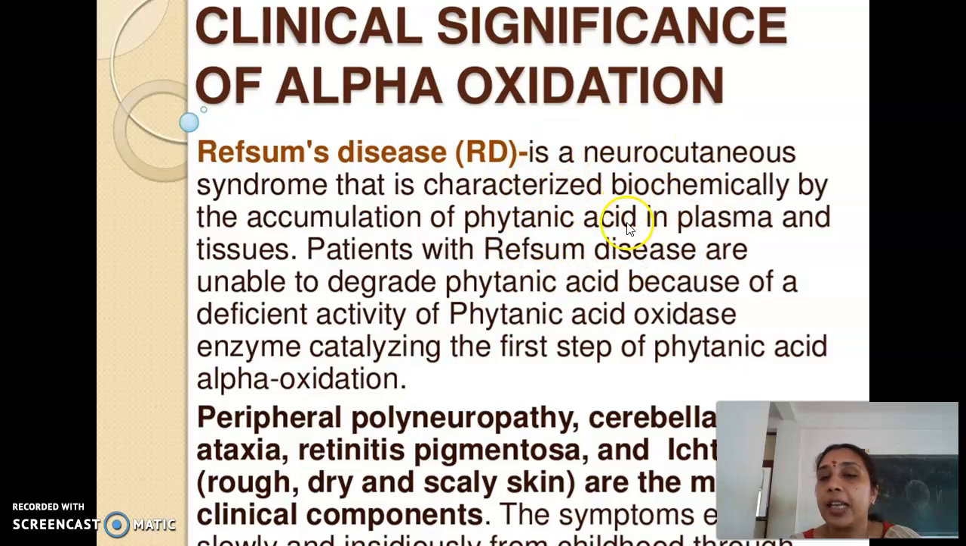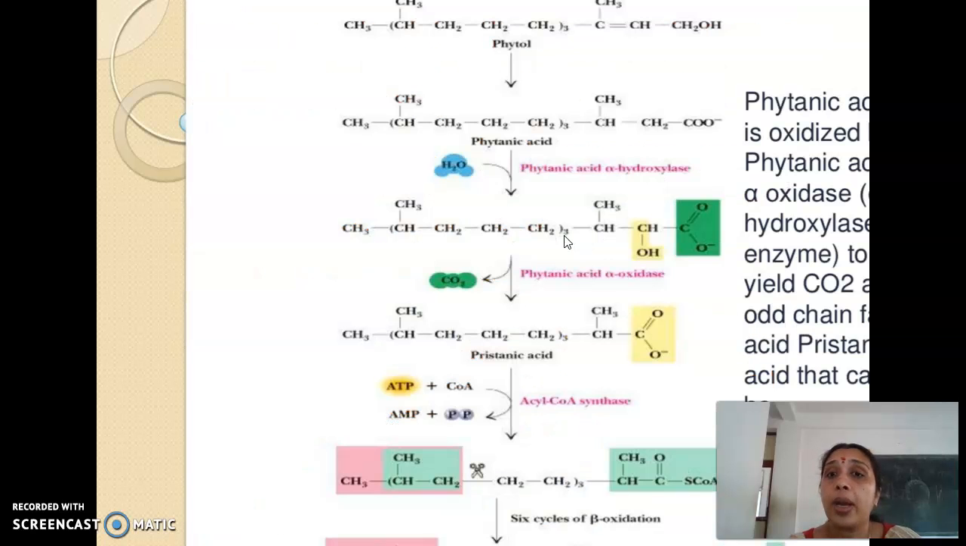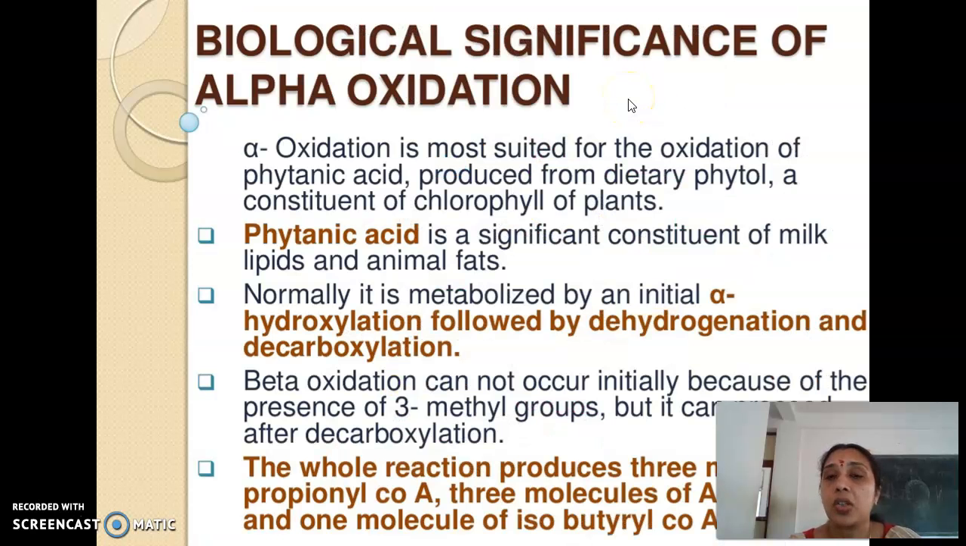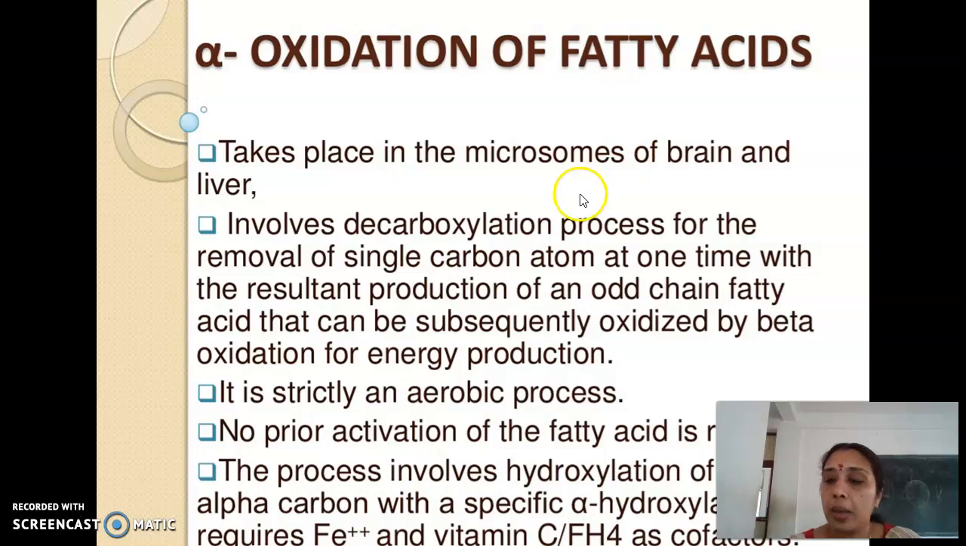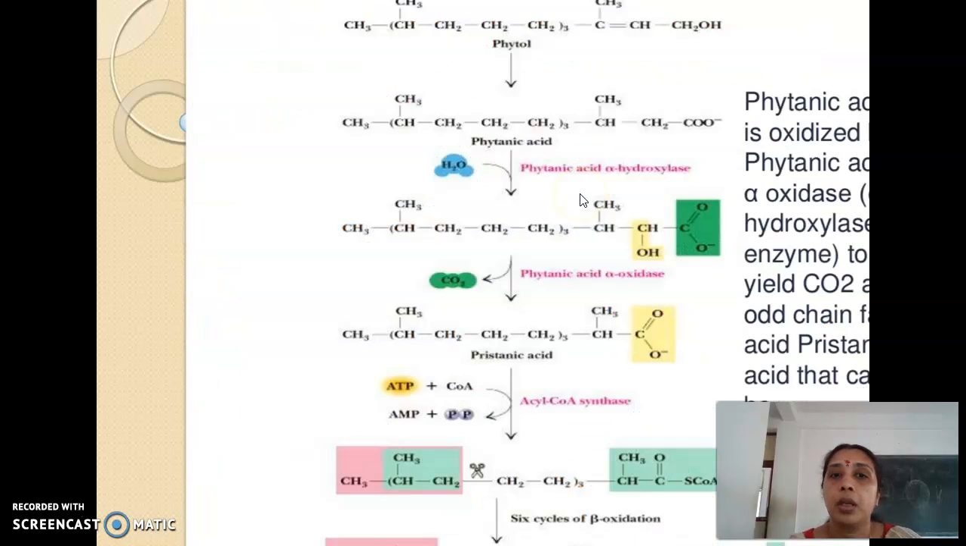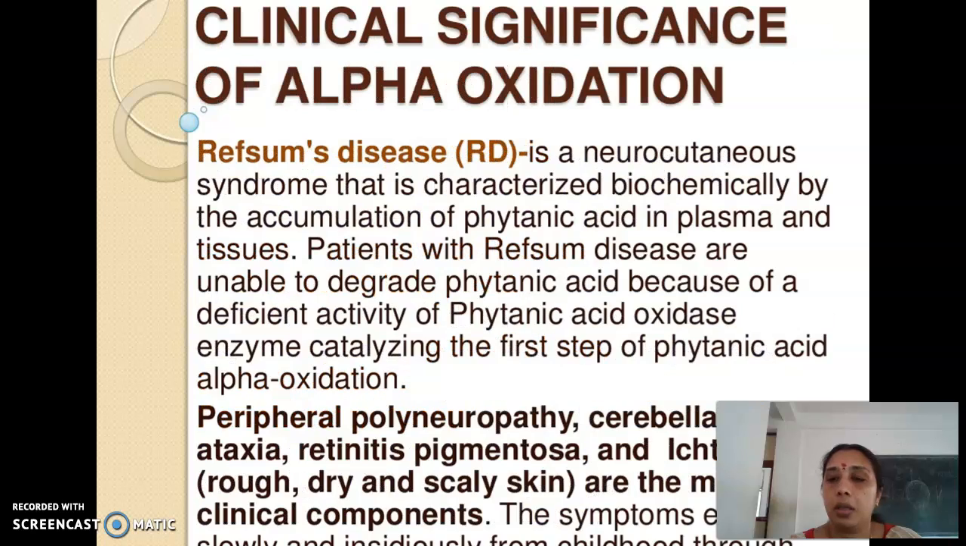Clear? Which is the enzyme required to process phytanic acid? The phytanoyl hydroxylase, oxidase, etc. So if they are deficient, what happens? Their processing will not happen, so they get deposited in the neurons. Patients are unable to degrade phytanic acid because of the deficient oxidase enzyme, which catalyzes the first step of alpha oxidation. As a result, what happens?